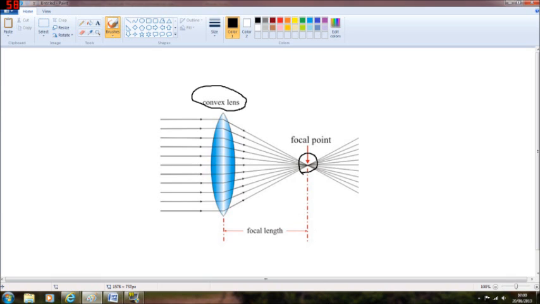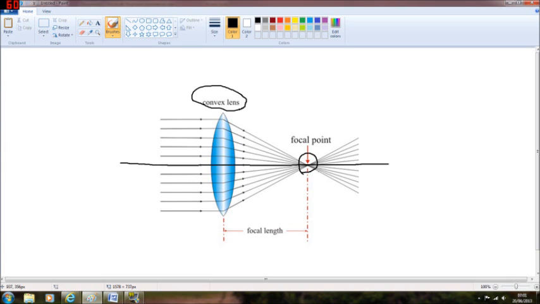And also, all lenses have a principal axis, which is basically a line that passes straight through the middle of the lens. So the principal axis of this lens will be around here. And you can see that the principal axis is in line with the focal point.